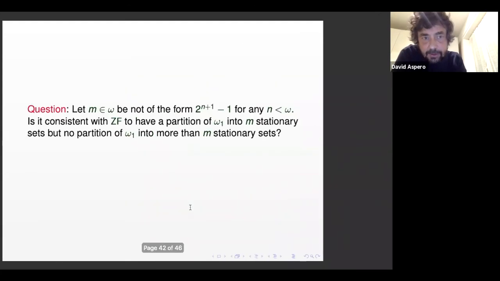So I have a question. I don't know how hard this is to answer, but suppose that m is a natural number which is not of the form 2 to the n plus 1 minus 1 for any n. Is it consistent with ZF to have a partition of omega 1 into m stationary sets, but no partition of omega 1 into more than m stationary sets? That is my first question.